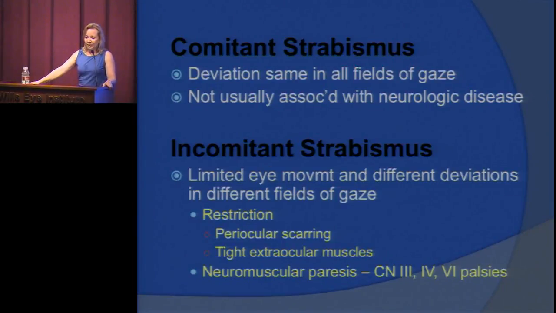Well, let's review. Comitant strabismuses are deviations that are the same in all fields of gaze. Hopefully you all know that by this time. They're not usually associated with neurological diseases. Incomitant strabismuses are those with limited eye movement and different deviations in different fields of gaze. This is due to restriction, either periocular scarring or tight extraocular muscles, or neuromuscular paresis, the third, fourth, and sixth nerve palsies.